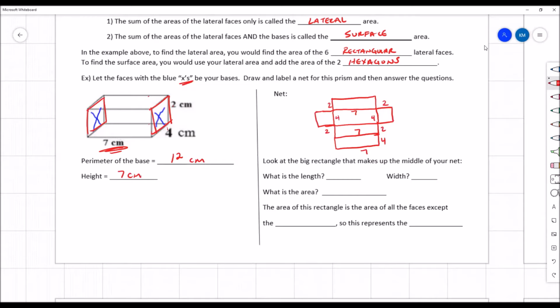Look at the big rectangle that makes up the middle of your net. What is the length? As we look at this, we drew this whole net. We kind of broke it up into little pieces here, but we could look at this big rectangle instead of finding the area of each of these rectangles individually. We could say, this is 4 by 2 by 4 by 2, and so that's 8, 10, 12. What's its width? Its width is 7. What's its area? 84 centimeters squared.